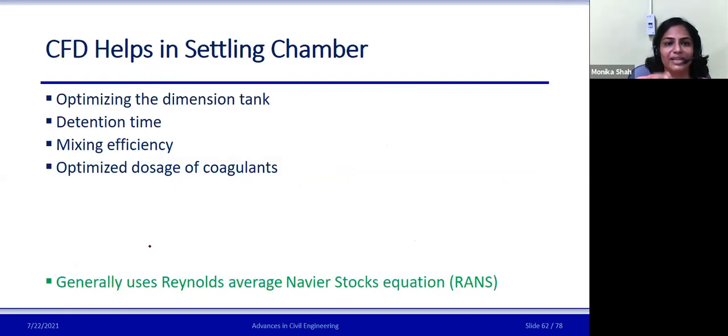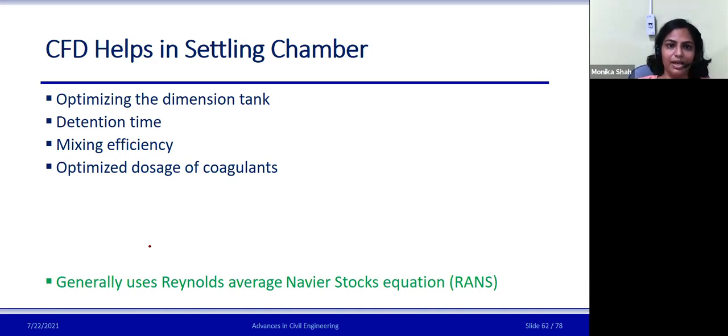So in the case of settling chambers, either a primary settling chamber or a secondary settling tank, where the coagulation process occurs or after the bioflocs which are generated, if I want to design them in a proper manner, then what should be the size of the chamber, what should be the detention time, what should be the mixing efficiency, what should be the positions of the baffles, what should be the dosage of the coagulant. Such multiple variables can be incorporated at the same time, at the same point, with the help of computational fluid dynamics.